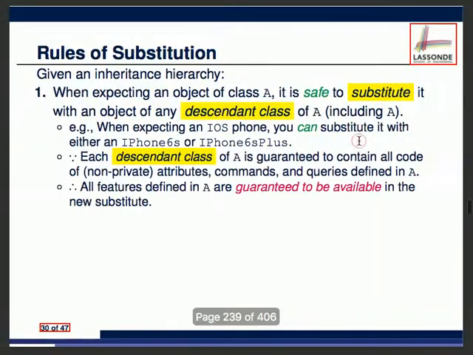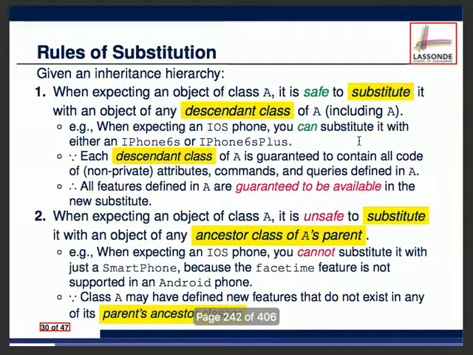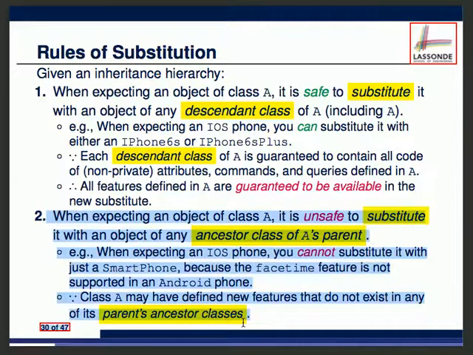So now you can follow the rest. Basically this one is about when it is safe. And it will be unsafe if you try to assign something to its ancestor class objects. In that case, that will be unsafe, right?